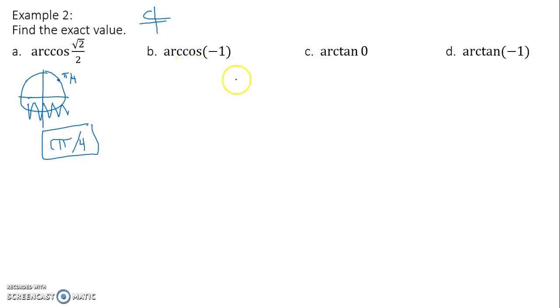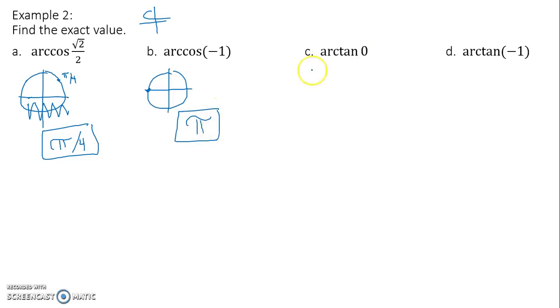Try arccosine of -1. So it's asking what's the x value, or what's the angle that gives you an x value of -1. My x value of -1 would be over here. That was at pi, which is between 0 and pi, so that works.